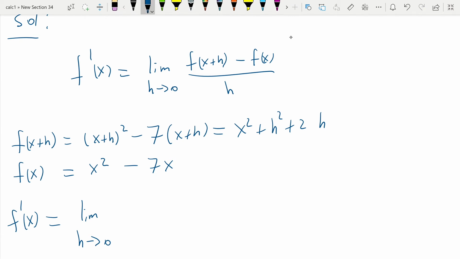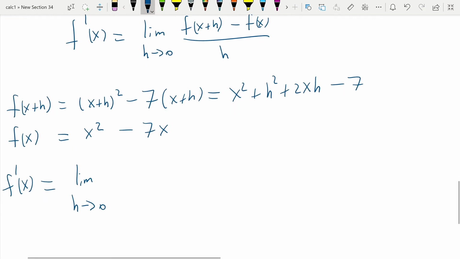Times x times h. So that's just the first term. And something that happened to many of you, minus 7 times x plus h: when we open the parentheses, when we distribute, we change the signs of what's inside. So minus 7x minus 7 times h. When you distribute here, you flip the signs because you are multiplying by minus 1.